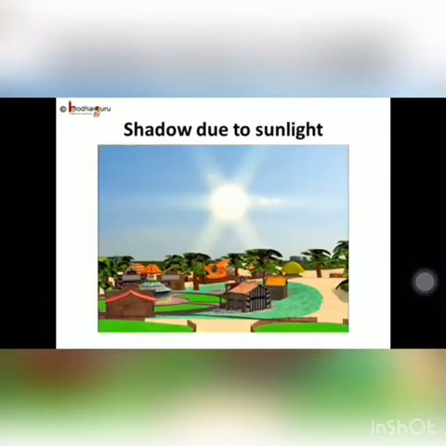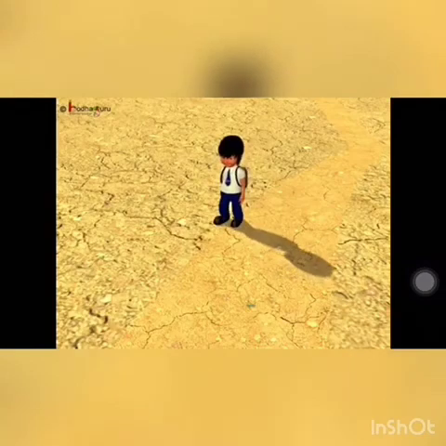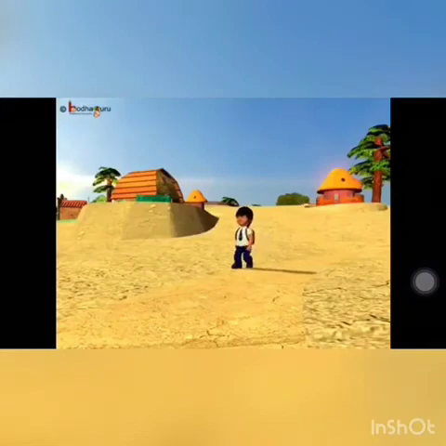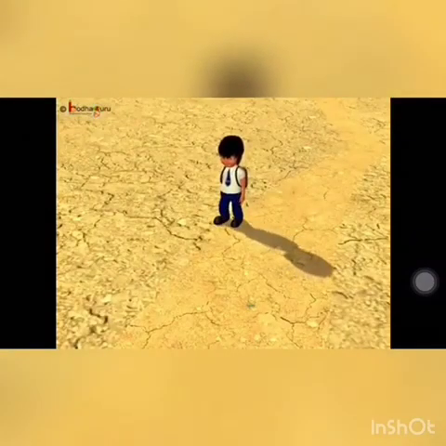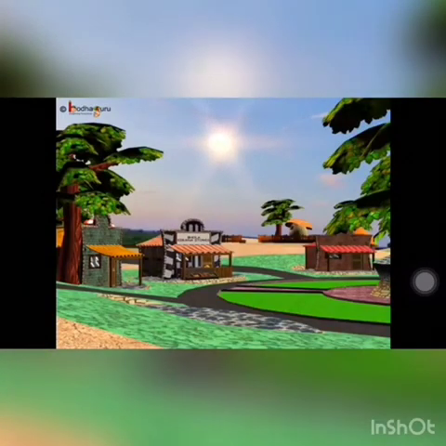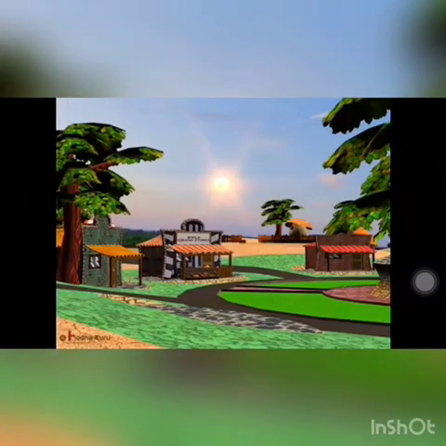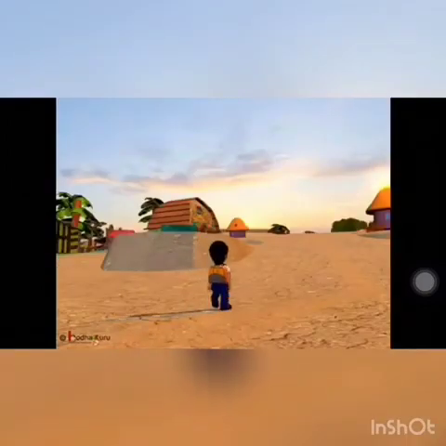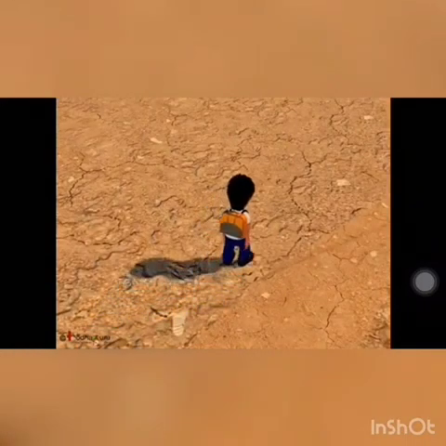Now let us see how shadows are formed due to the sunlight. So, the sun is the source of the light. The boy obstructs the light and hence his shadow is formed. If we observe, in the morning the shadow is the longest. Now it is the noon time. The sun is directly above the boy and his shadow is the shortest. As the evening approaches, the shadow again becomes longer. So we see the size of the shadow keeps on changing with the position of the sun.